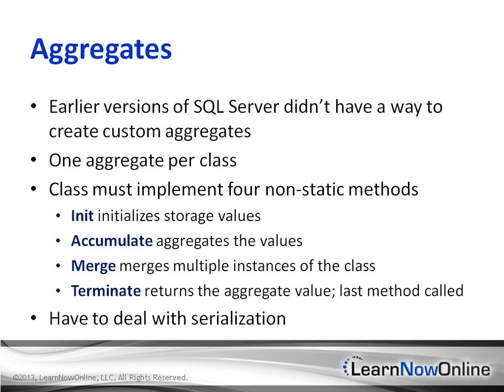You also have to deal with serialization issues because instances of the aggregation class have to be moved between threads. This complicates the code only a little because the .NET Framework has such rich support for serialization. Most commonly, you'll implement the IBinarySerialize interface to let .NET do all the serialization work, but there are other options if you have a special need.